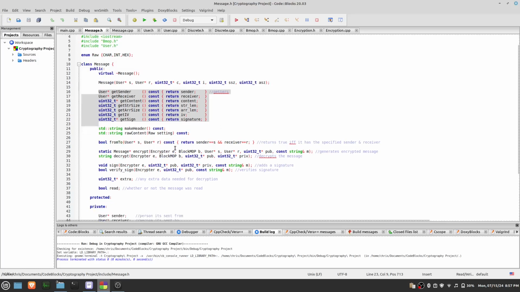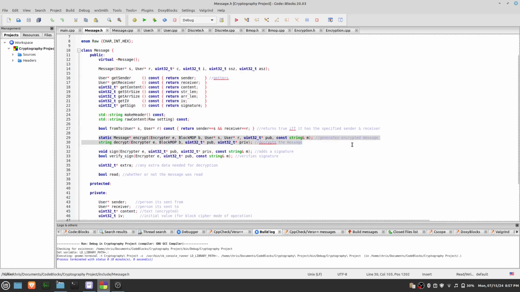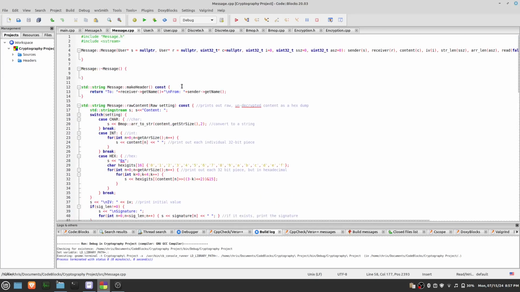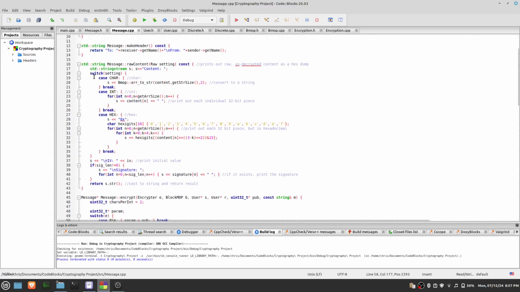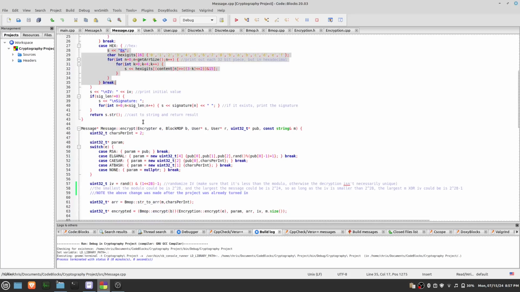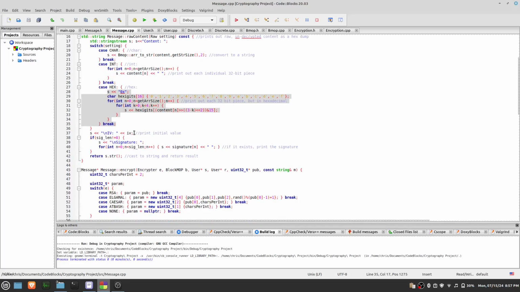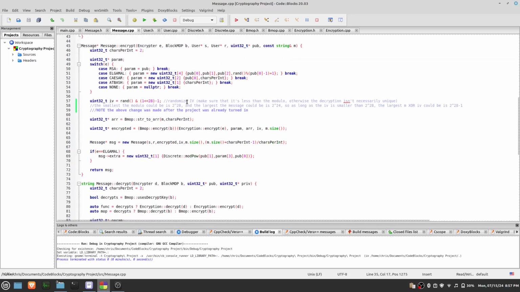We have the getters, encryption and decryption, which we'll get to in a bit. Sign and verify sign, we'll also get to in a bit. Make header and raw content: those display the header, to blank from blank, and then the raw content displays the raw content. So we can see how those two work. This one can either display it as a string, or as an integer dump, or as a hex dump. So as initial value and signature. I guess it doesn't display the extra part. I don't know why it doesn't do that. I guess I just forgot to add that.